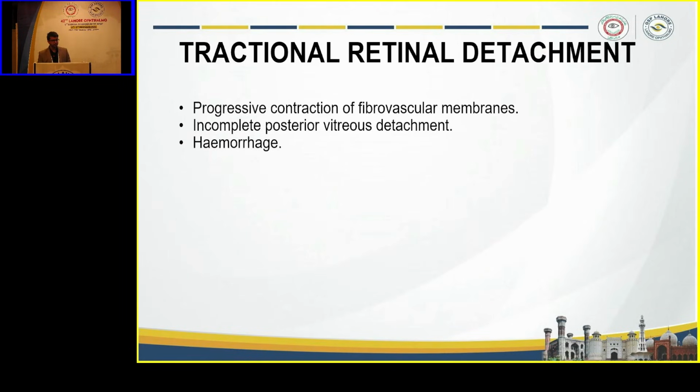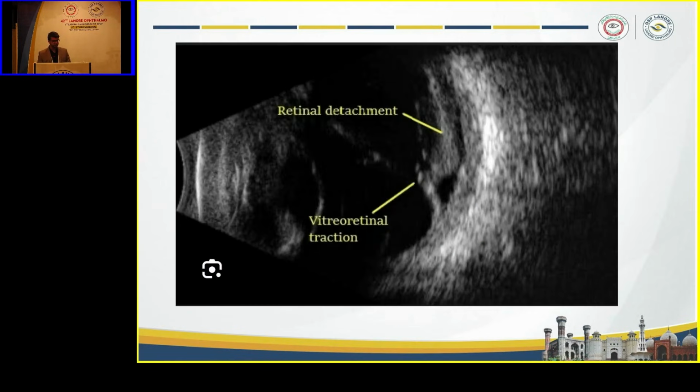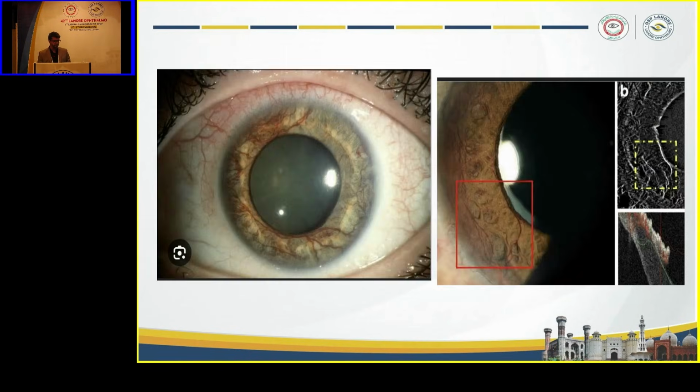Moving on to traction retinal detachment. It is the ongoing or progressive contraction of fibrovascular membranes over the vitreoretinal adhesions. In proliferative diabetic retinopathy, the posterior vitreous detachment is usually incomplete due to the strong adhesions between the cortical vitreous and the vitreoretinal adhesions. And sometimes we see hemorrhage due to the stress exerted on the new vascularization there. Here are some pictures of traction retinal detachment, with a ring of white scar tissue you see there. And this is the B scan of traction retinal detachment, along with showing combined detachment.